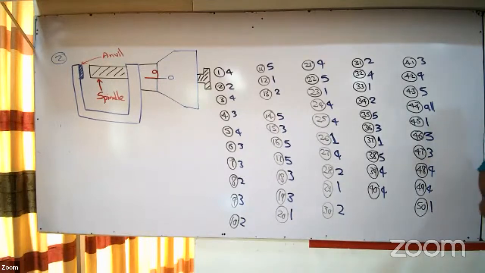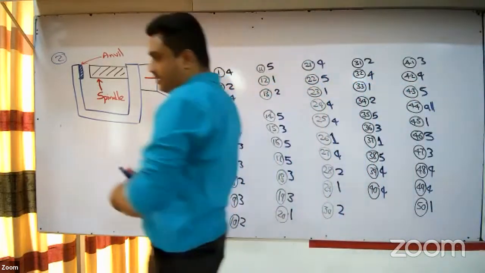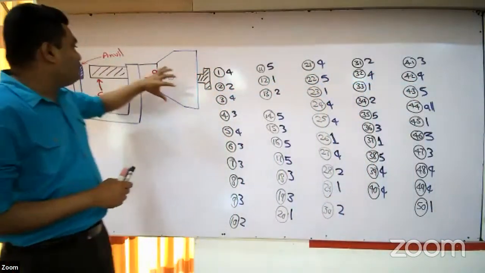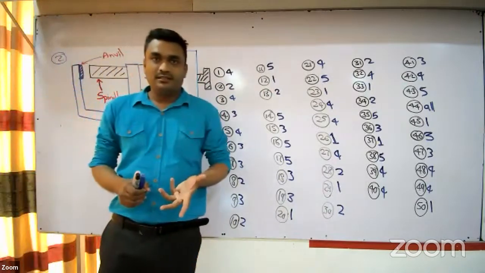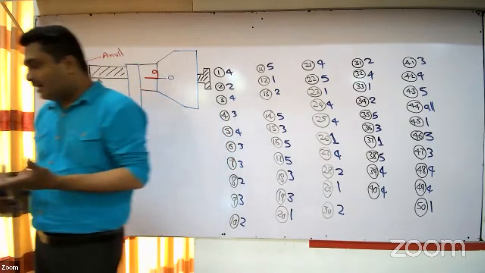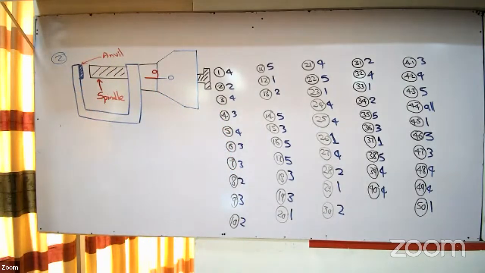So while you are drawing, think what will happen if we rotate the thimble further until the spindle touches the anvil. Think about the situation while you are drawing this figure.